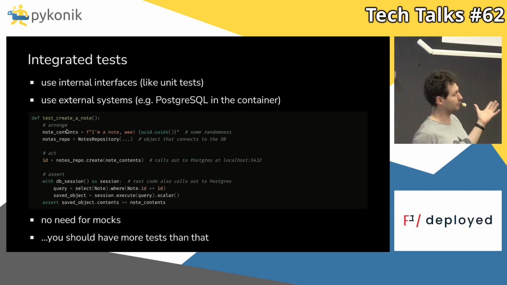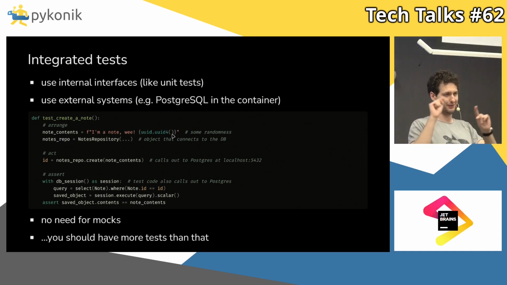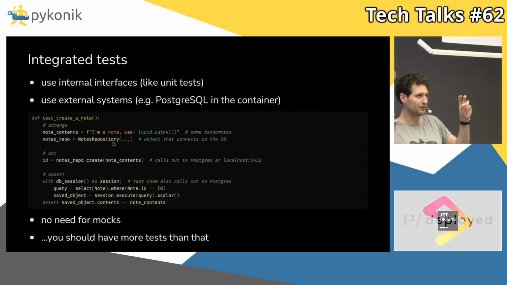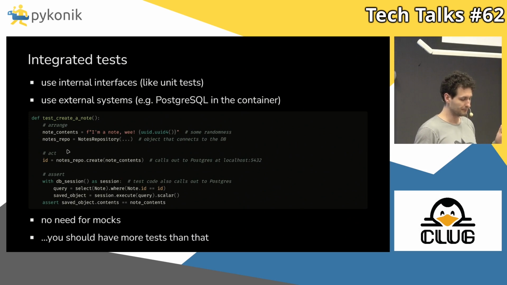You can see a simple integrated test here. We just create an object which is a string with a bit of randomness, and that randomness comes in handy with these kinds of tests to be able to differentiate between different things in the database. We create an object which is just a repository pattern object. So this object is going to be responsible for talking to the database and actually storing objects, retrieving objects. Right, that's our arrange part of the test.